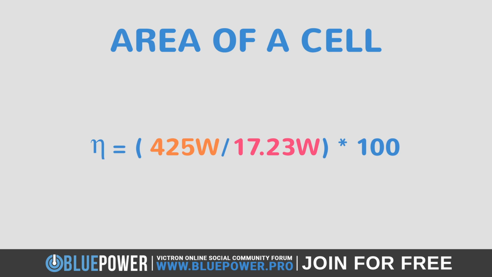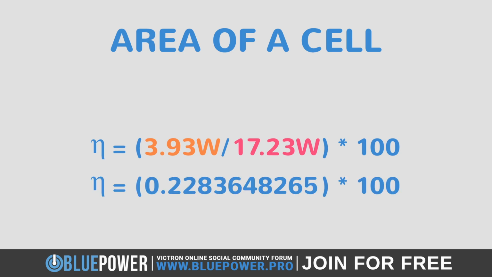Instead, to calculate the Pmax of a single cell, we need to divide this by the total number of cells, which in this case is 108. This works out to 3.9 watts per cell. We can now enter this into the efficiency formula's numerator position. Once done, we simply divide it by the incident solar power of 17.23, resulting in 0.22.